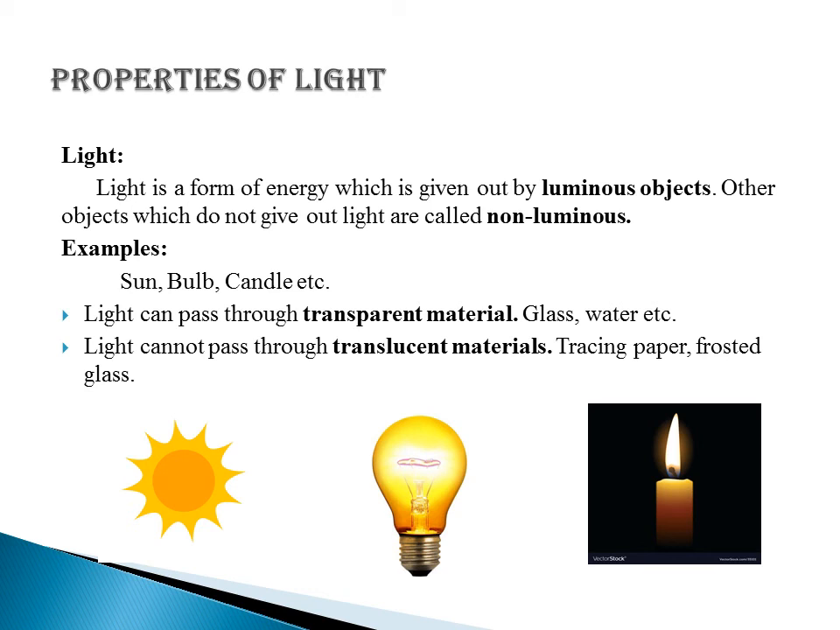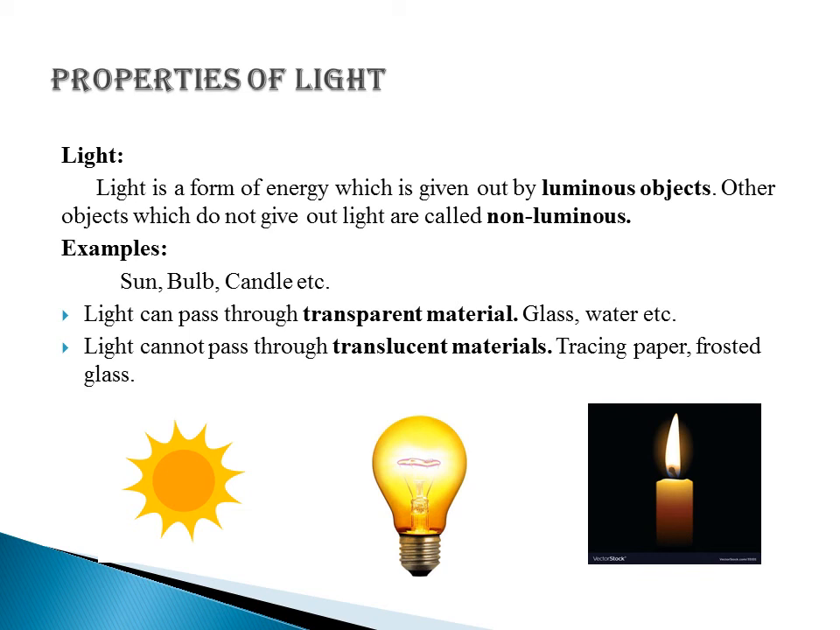What is light? Light is a form of energy which is given out by luminous objects. Those objects which give light, which emit light. Other objects which do not give out light are called non-luminous objects. Here are some examples of luminous objects: sun, bulb, candle, etc. These all are luminous objects.